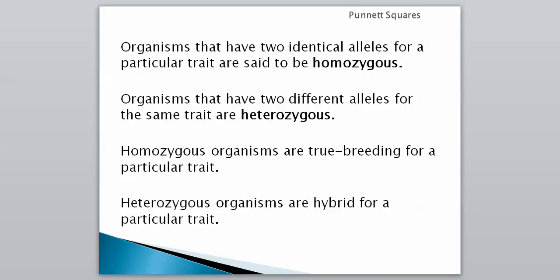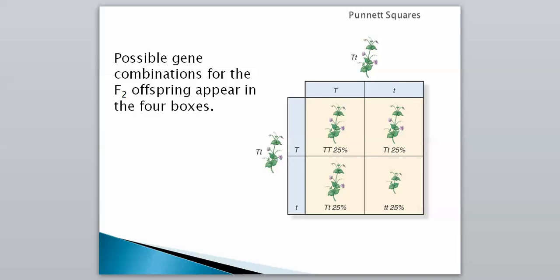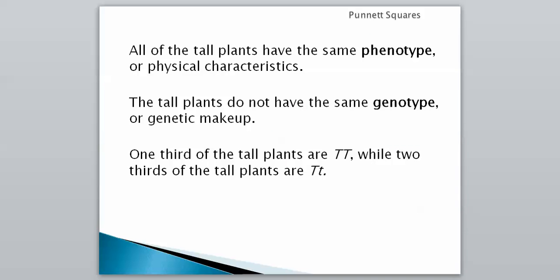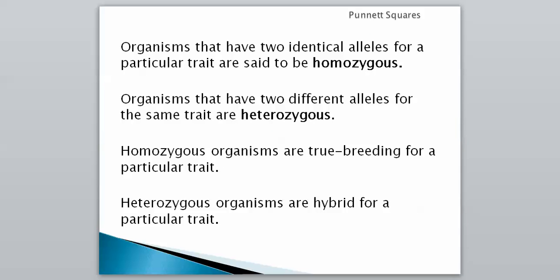Our next definition: organisms that have two different alleles for the same trait are heterozygous. If we go back to our other two, we can see big T, little t, and big T, little t. Those are heterozygous because they have one of each. Homozygous organisms are true breeding for a particular trait, and heterozygous organisms are hybrid for a particular trait. That's just another way of saying that homozygous organisms have two identical alleles, so they're true breeding, and heterozygous organisms are hybrid, meaning they can pass on either trait.